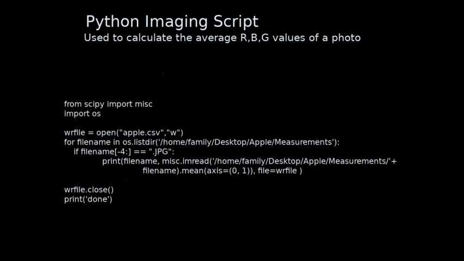From there, I print the file name and the average measurement for RGB to the file, the apple.csv file. Once that is done, I then close the file and I print done. The processing of each of these images takes 1 second, so over 4,000 images is roughly 2 hours.